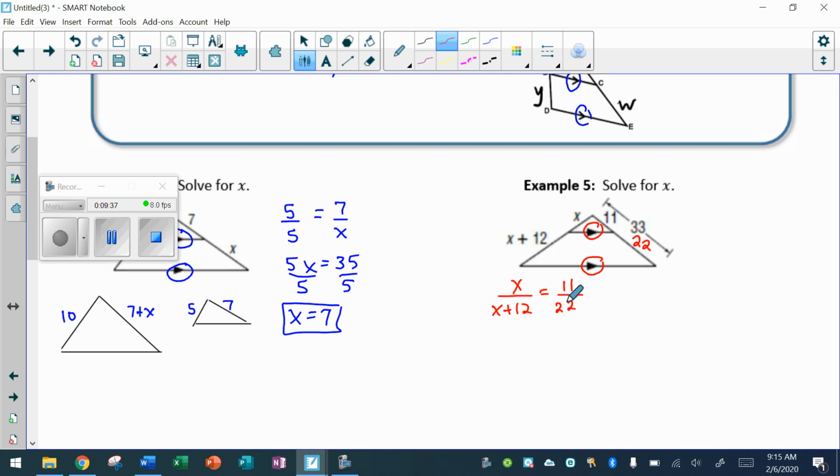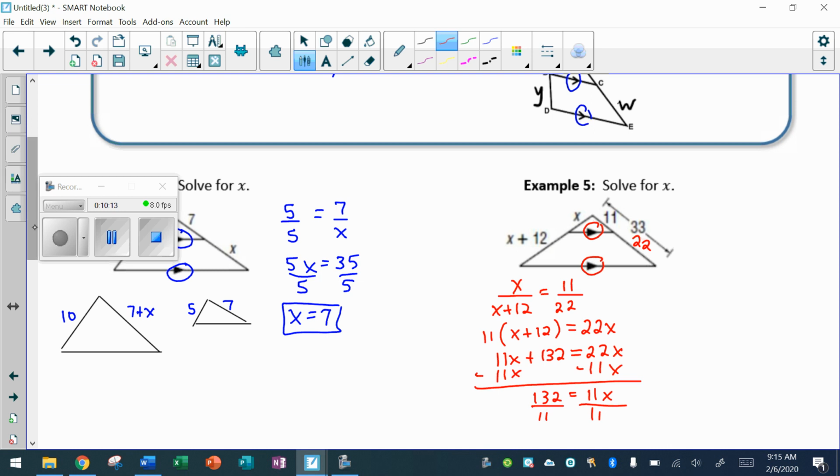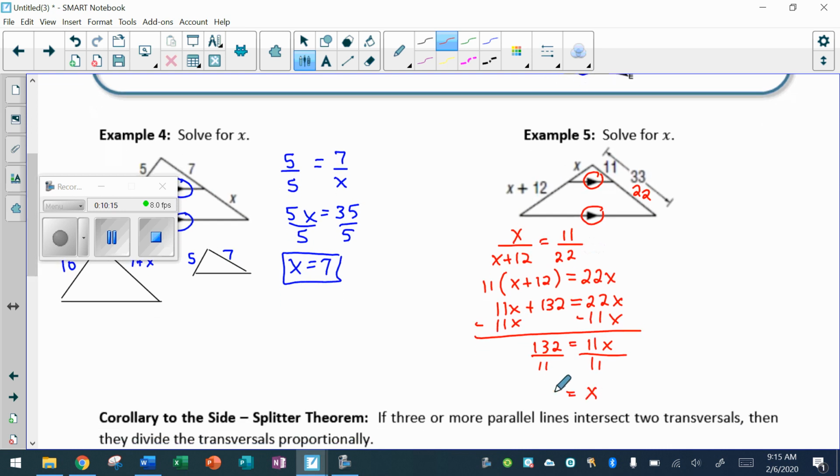So I'm going to cross multiply, and I'd have 11 times x plus 12. Folks, notice when I cross multiply and I multiply by a binomial, I always put it in parentheses because you have to distribute that 11 to both terms. And 22 times x is 22x. So I have 11x plus 132 is equal to 22x. If I subtract 11x from both sides, I have 132 is equal to 11x. If I divide by 11, x is going to be equal to 12.